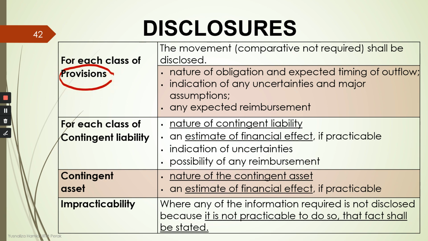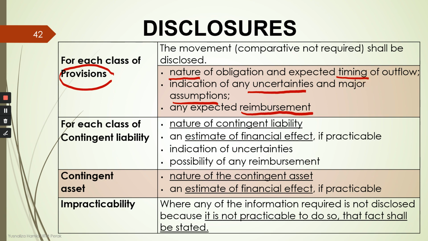So these are the summary of the disclosure for contingent asset, contingent liabilities, and the provision. This first section is for provision. You can go and check the MFRS itself. These are the things that you need to disclose in the movement of provision. What are the nature, any expected reimbursement that you will receive maybe from the insurance company, any uncertainties and any major assumptions that you made, as well as the timing of the outflow.